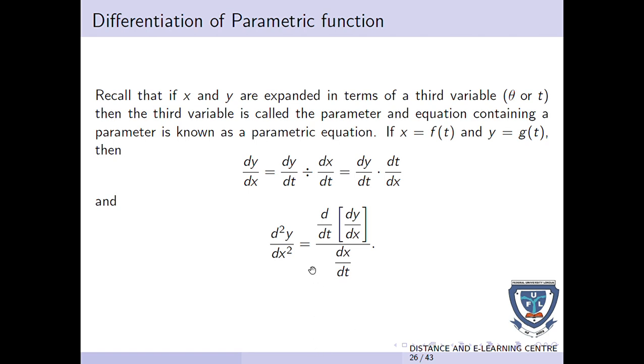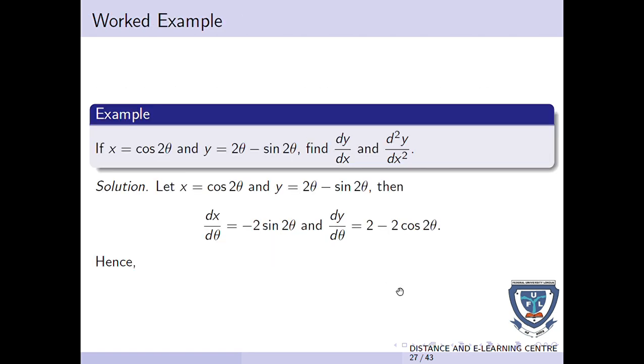And this will give us dy/dt times dt/dx. And differentiating twice will give us d²y/dx² will be d/dt(dy/dx) all over dx/dt. Now let's look at some worked examples. If x is equal to cos 2 theta and y is equal to 2 theta minus sin 2 theta, find dy/dx and find d²y/dx². So find the first derivative and the second derivative of the functions x and y.